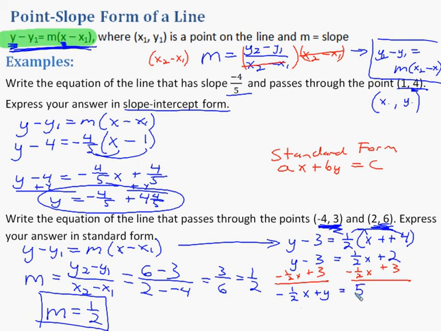Now one thing with standard form: if we're going to put something in standard form, we like to not have fractions, if possible, and we'd like the x term to be positive. So this equation has a fraction and x is negative. So we're going to multiply by the least common denominator, which is 2, but I'm going to multiply by negative 2, so our x term will be positive. When we multiply this, we get x minus 2y equals negative 10. And that is in standard form.